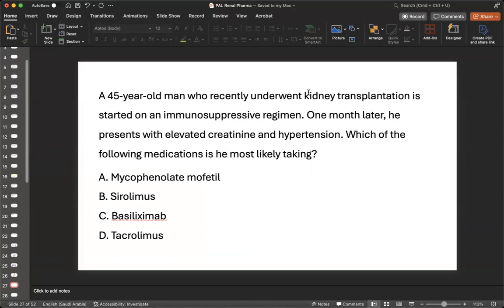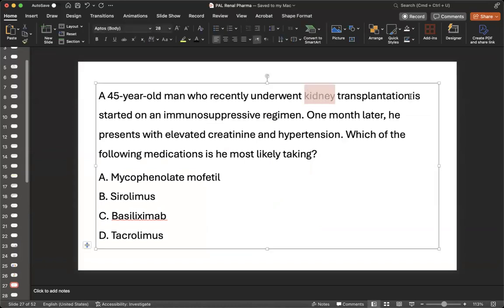Okay, so the patient underwent kidney transplantation. When you undergo kidney transplantation, you want to prevent graft rejection, so you give immunosuppressants. Okay, 1 month later, he presents with elevated creatinine and hypertension. What does elevated creatinine mean? I mean, you're taking the nephrology block, so I hope you know what that means. It means this guy's going into kidney disease, chronic kidney disease.